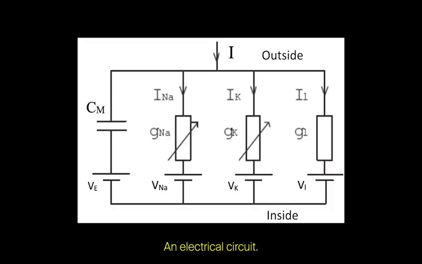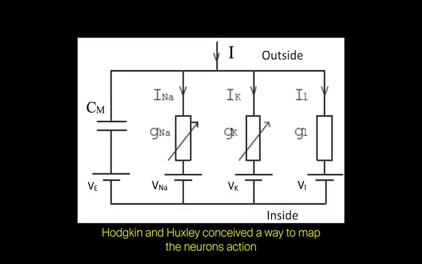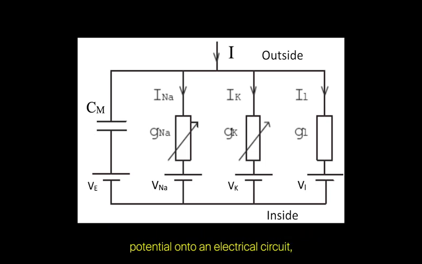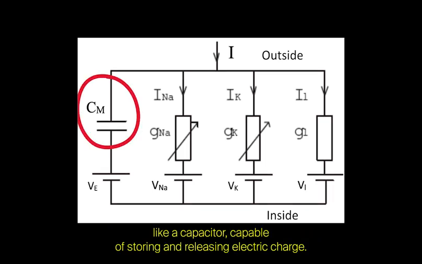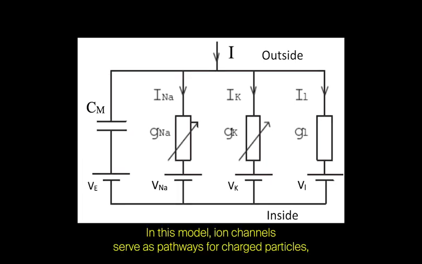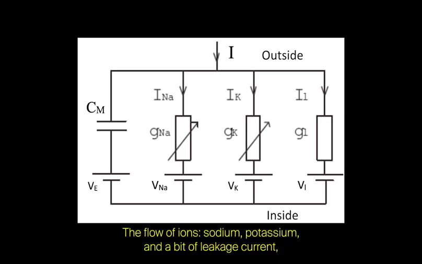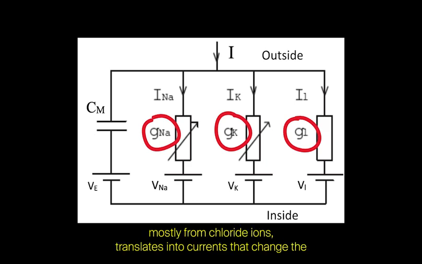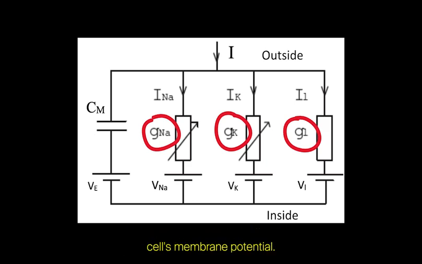At the core of the Hodgkin-Huxley model is something familiar yet unexpected, an electrical circuit. Hodgkin and Huxley conceived a way to map the neuron's action potential onto an electrical circuit, where the membrane itself acts like a capacitor, capable of storing and releasing electric charge. In this model, ion channels serve as pathways for charged particles, much like resistors in a circuit. The flow of ions, sodium, potassium, and a bit of leakage current, mostly from chloride ions, translates into currents that change the cell's membrane potential.